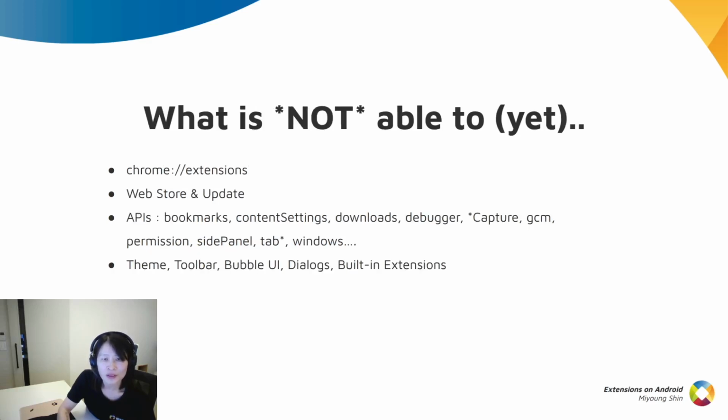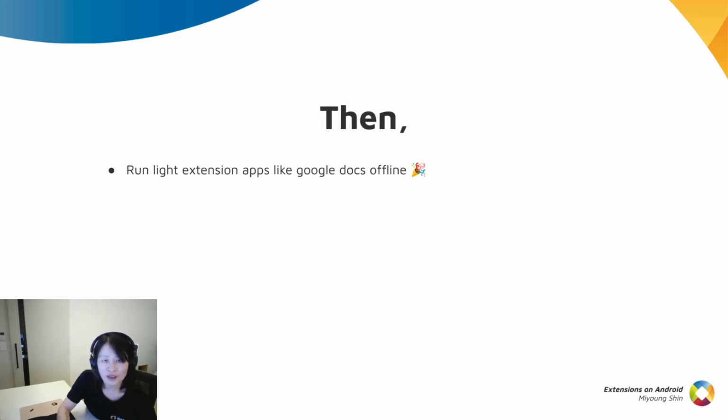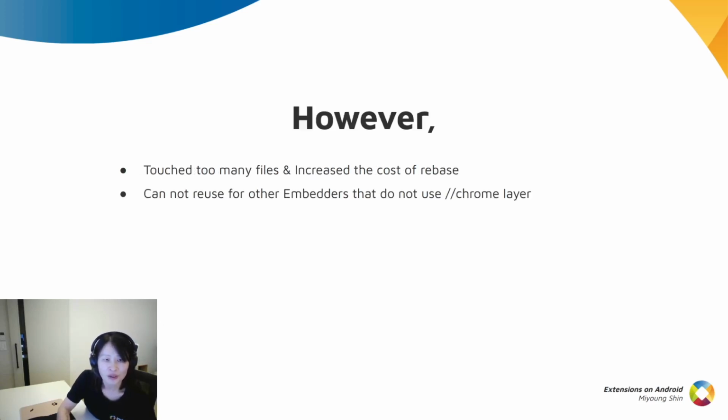But there were some features and some APIs that were not supported. They were not caused by technical limitations. I believe if more time was invested, more APIs and functionality could be supported. As a result, a light extension app could run correctly, and a satisfactory result was achieved with only partial support.